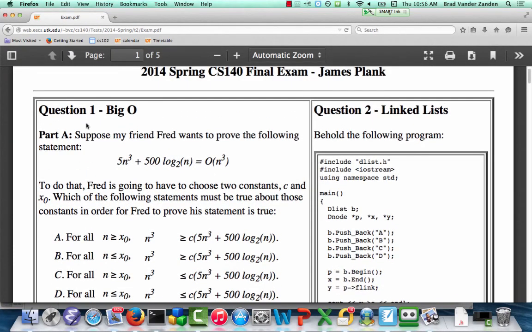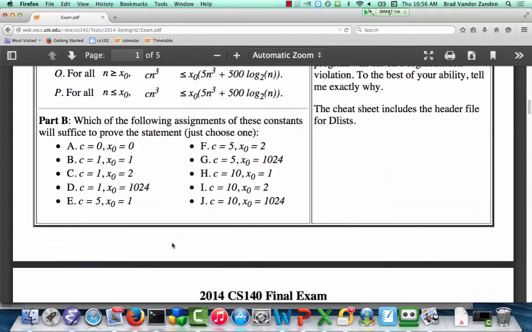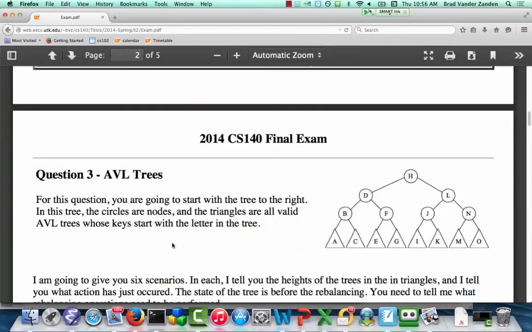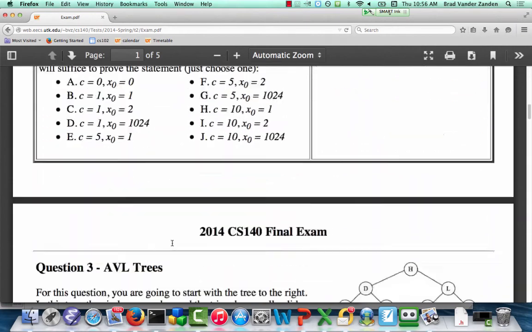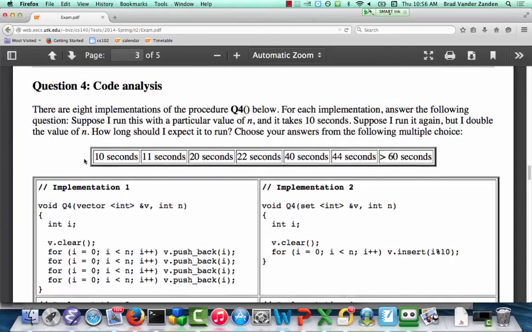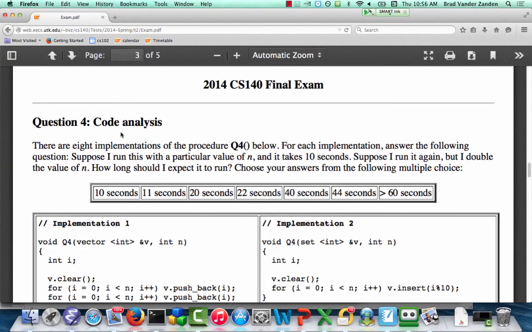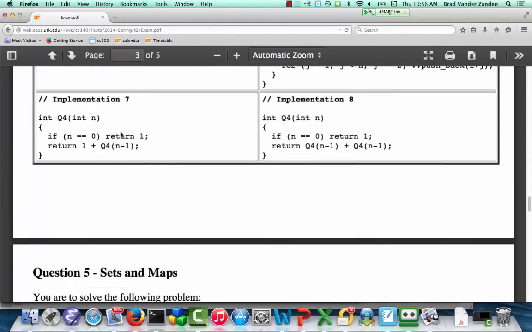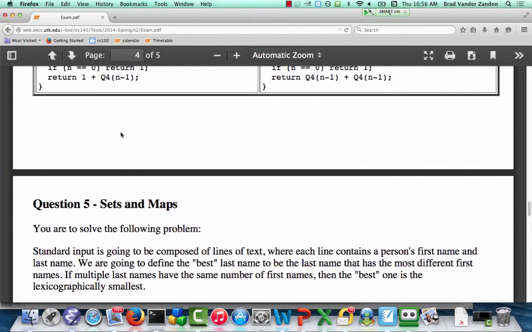There it is. Question 1, big O. Go through Dr. Plank's exam and you will see some big O questions on it. Make sure that you can answer those big O questions. Mine will be the same. I may also give you programs, kind of like what he did here. Code analysis, question 4. I might give you programs and ask you to analyze them and tell me what their big O is.